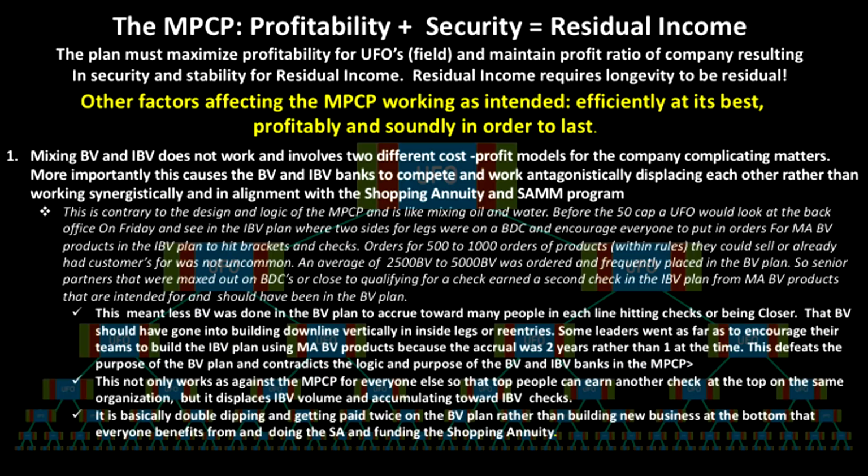So this one, I went over last session in some depth about mixing BV and IBV, that it doesn't work, and it involves two different cost profit models for the company, complicating matters, but more importantly, it causes the BV and IBV banks to compete and work antagonistically, displacing each other rather than working synergistically and in alignment with the shopping annuity and SAM program. So you can read the rest of the slide. I'm going to go on to the next one.